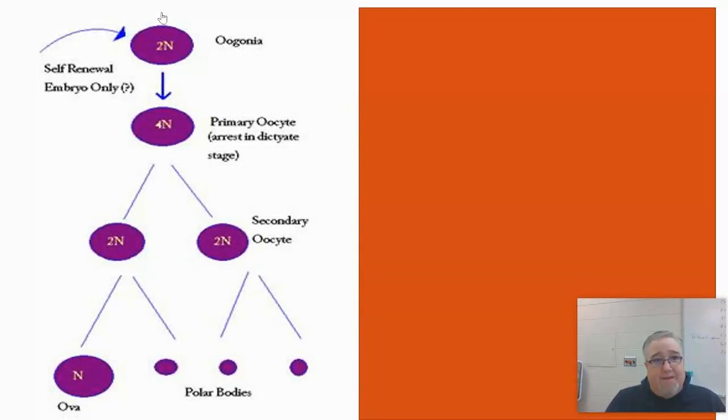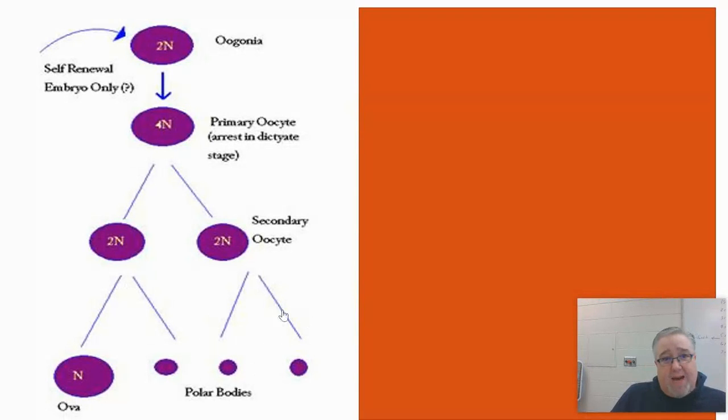Notice how we have a diploid cell. Then we get a 4N cell, that's where our replication happens. Then we get our first cell division, there's our meiosis 1. And then we get our second cell division.